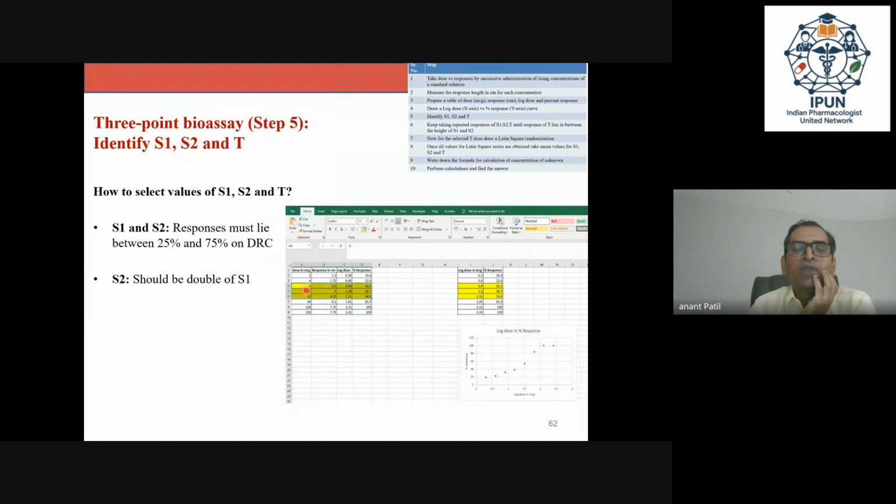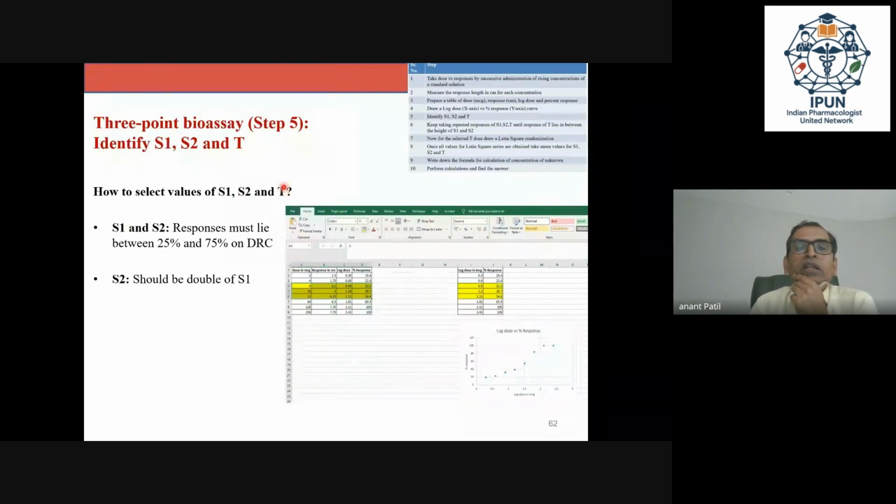Once again, I'm repeating how S1, S2 and T are selected. First, you select S1 and S2. Two principles should be followed. S2 should be double that of S1, and both of their percentage responses should lie between 25 to 75. Now, only these 3 numbers are falling between 25 to 75. The second principle is which is double. Then I can use 8 and 16 or 16 and 32. I cannot use 8 and 32 because in that case, S2 will not be double the S1. So those would be my S1 and S2.